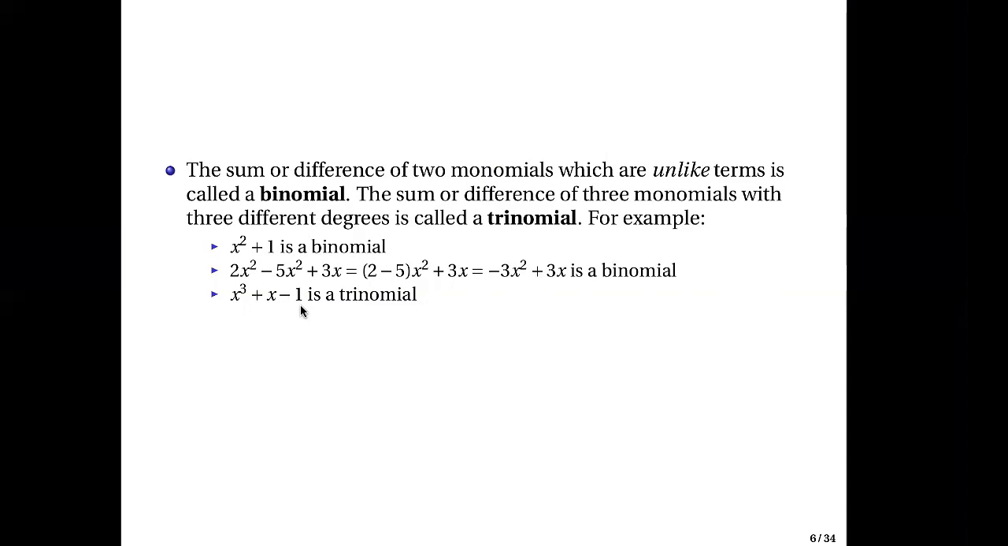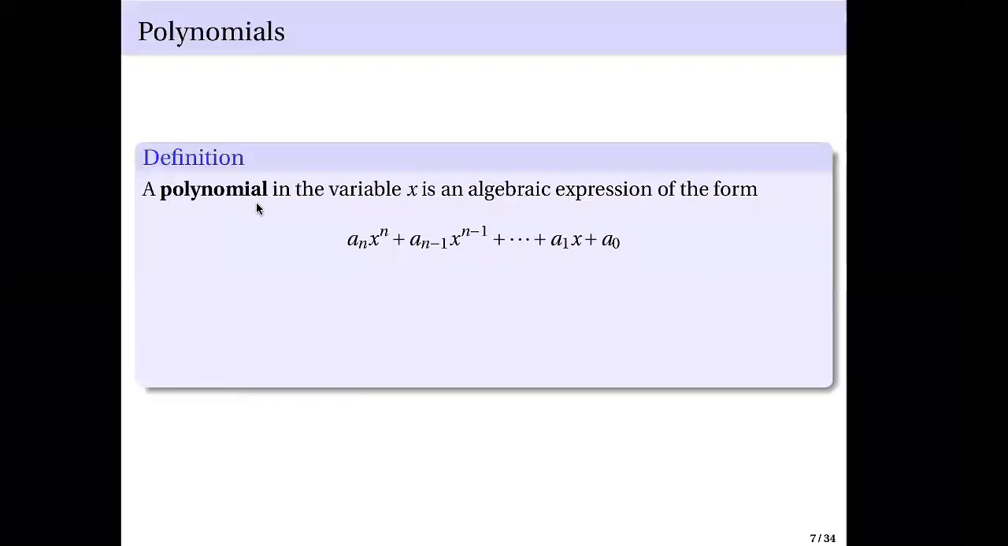So, can we actually have a sum of four monomials or a sum of five monomials with different degrees? The answer is yes. But for those cases, even these cases here, the binomial, trinomial, and even the monomials, they can land in the following category. So, if you have a sum of monomials, then those can be called a polynomial. A polynomial in the variable x is an algebraic expression of this form: a sub n x to the n plus a sub n minus 1 x to the n minus 1, and so on, until plus a sub 1 x plus a sub 0.